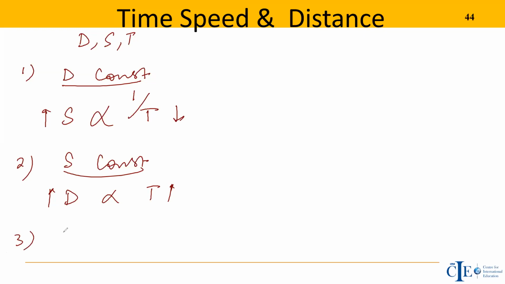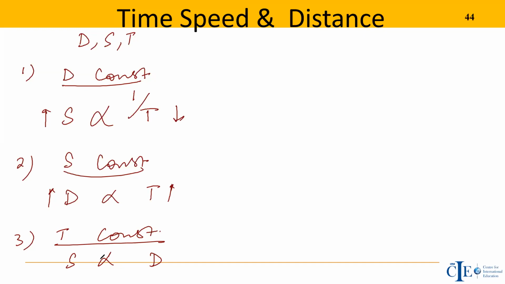And thirdly, when time is constant, speed and distance. In the same time, the one who drives faster would cover more distance. So someone who's driving to Pune in a Nano would definitely take more time as compared to someone who's driving in a BMW, right? So with a faster speed, in the same time you cover more distance.